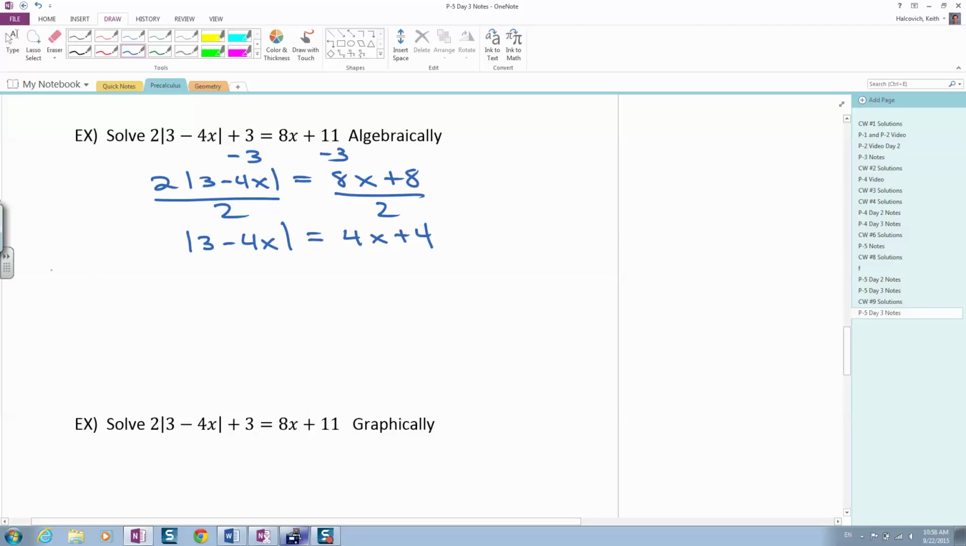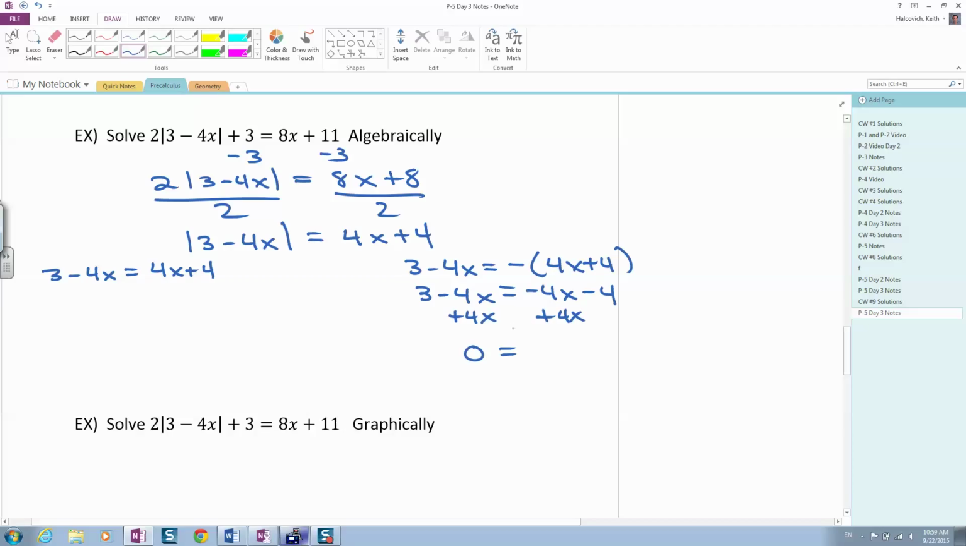So then we're going to make two equations. 3 minus 4x equals 4x plus 4. And 3 minus 4x equals the opposite of 4x plus 4. And notice I put the opposite, not just negative 4x plus 4. It's the opposite because you're going to have to distribute. Negative 4x minus 4.